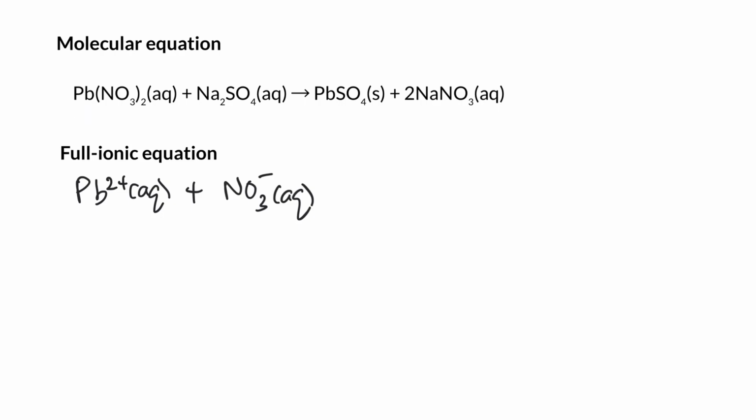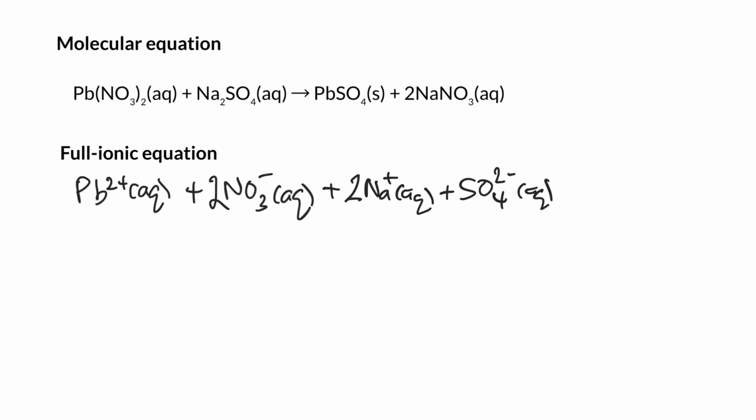But when they break apart, we actually replace those subscripts with coefficients, because in solution, the nitrate ions repel each other. Those negatives really hate each other, and so we put a 2 in front of them to indicate they're broken down into 2 things. Same with the sodium sulfate. So we've got 2 sodiums, and we've got 1 sulfate. So here we go, and that is the reactant side.